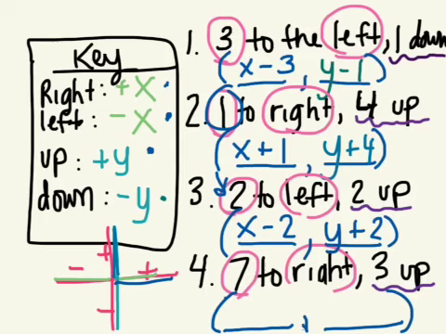Okay, and then last one. If I'm going to the right, I'm on x, and I'm on positive, so x plus, and I'm going positive by 7, so x plus 7. And then if I'm going 3 up, up is a positive y, so I'm adding to y, and it's going up by 3, so I'm adding 3.